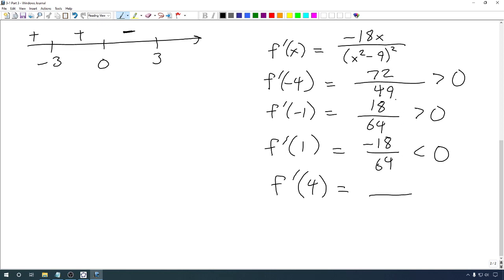Again, the bottom is going to be the same as the 49 that we had the first time, and the top, because we don't have the negative on the 4 anymore, is going to be a negative 72. So we get a negative number. So here we know that our function is increasing from negative infinity to negative 3. It's increasing from negative 3 to 0. It's decreasing from 0 to 3. And it's decreasing from 3 to infinity. I'm just going to go ahead and write those all out.